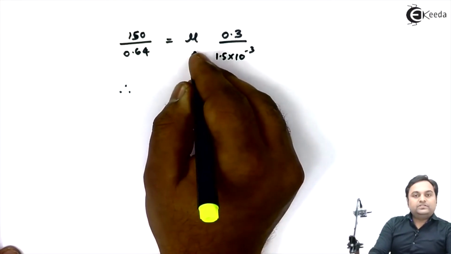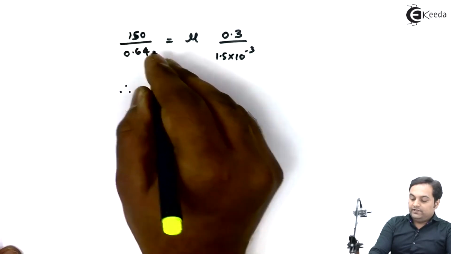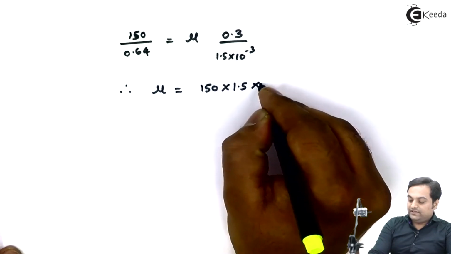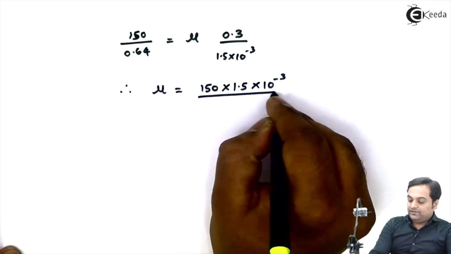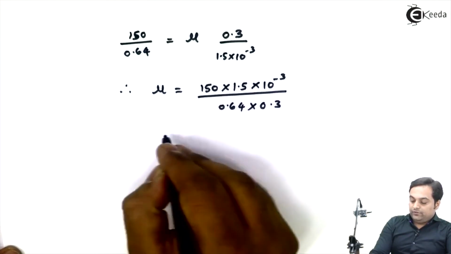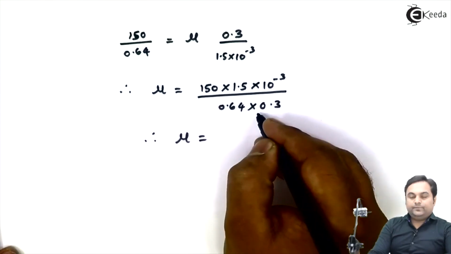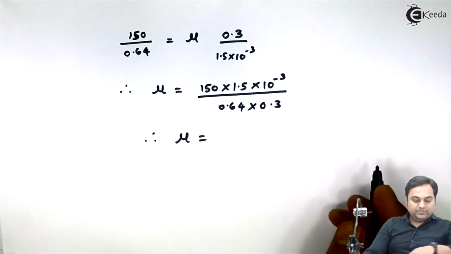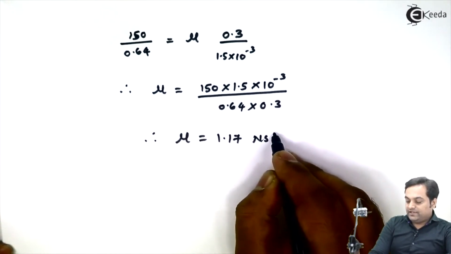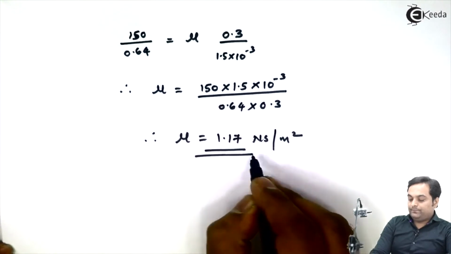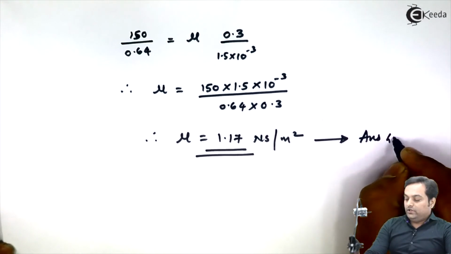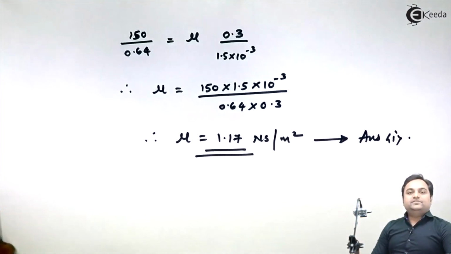Now mu is the question. I'll keep mu on one side. Here I have 150 multiplied by 1.5 into 10 raised to minus 3, divided by 0.64 into 0.3. So if I calculate numerator upon denominator, my answer of mu comes out to be 1.17 Newton second per meter square. So this much is the dynamic viscosity of oil we are getting, and with this we complete the problem.